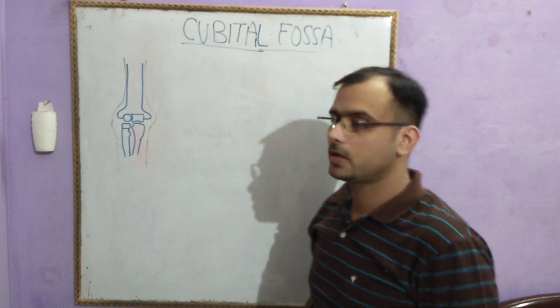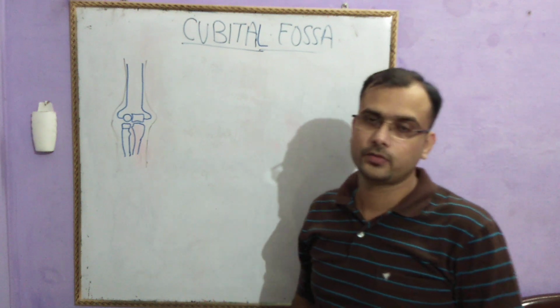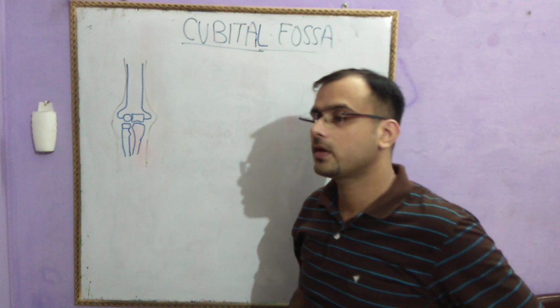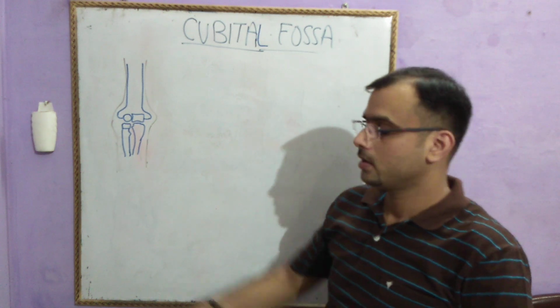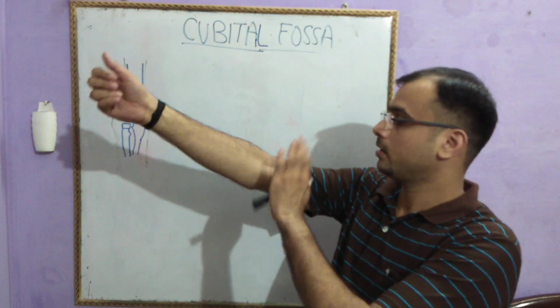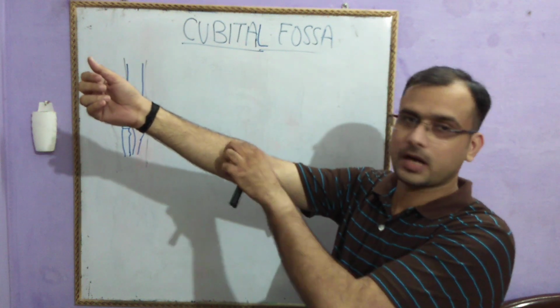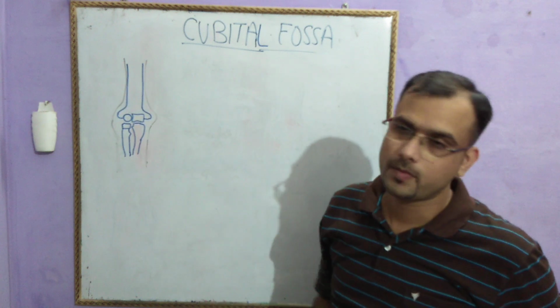Today we will discuss the anatomy of the cubital fossa. So what is the location of the cubital fossa? Where is the location of the cubital fossa in our body? So this is the elbow joint. In front of the elbow, this triangular region is known as the cubital fossa.